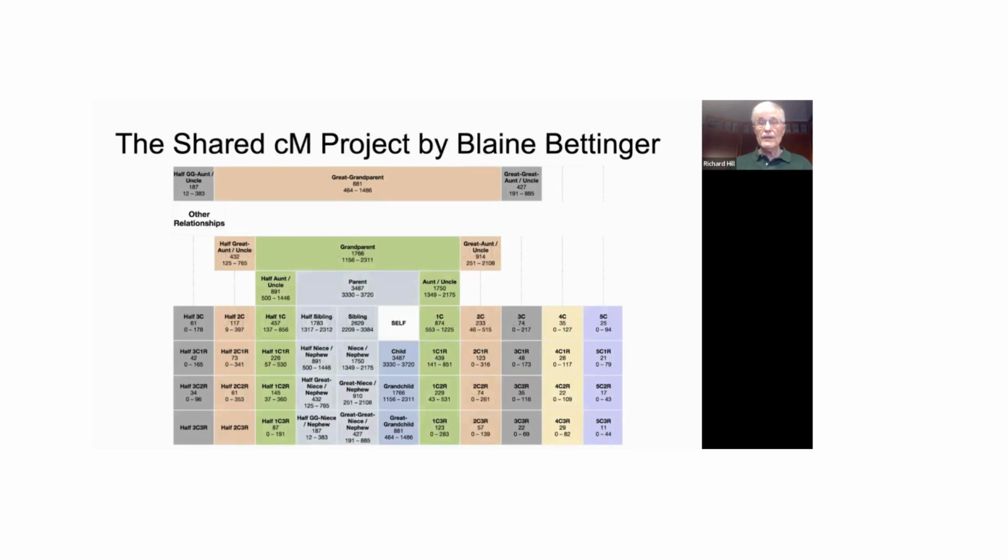Let's start with this very useful set of real-world data, the Shared Centimorgan Project. Since 2015, genetic genealogist Blaine Bettinger has been asking people to report how much DNA they shared with known relatives. And this table is now based on tens of thousands of reports, and it's been massaged with statistical techniques to remove the nonsensical outliers. Since this table is too big to see clearly, I'm just going to zoom in on the portion outlined in red.